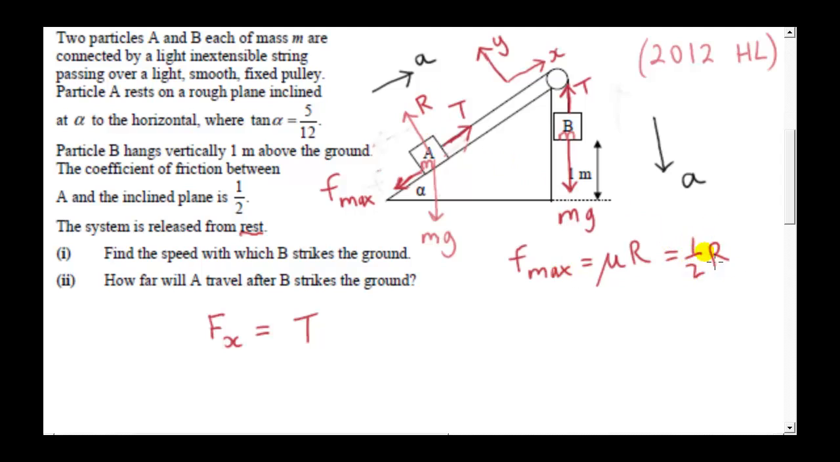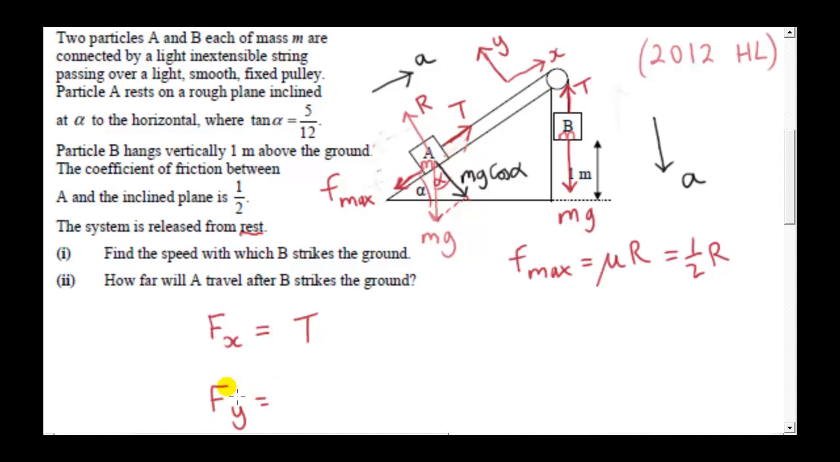Now we need to find out what R is. Well, that's where we have to consider the y components of the forces. So I'll just write down F sub y here. So alpha is the same as this angle here, as we've seen before. So we want the y component of the weight, which is mg times cos of alpha. The y component is adjacent to alpha.